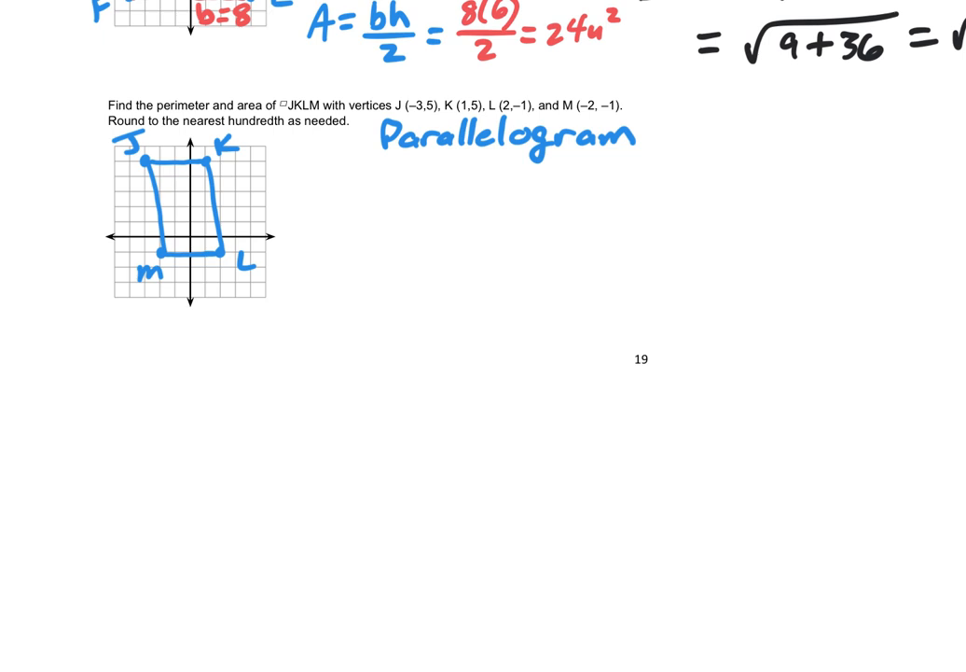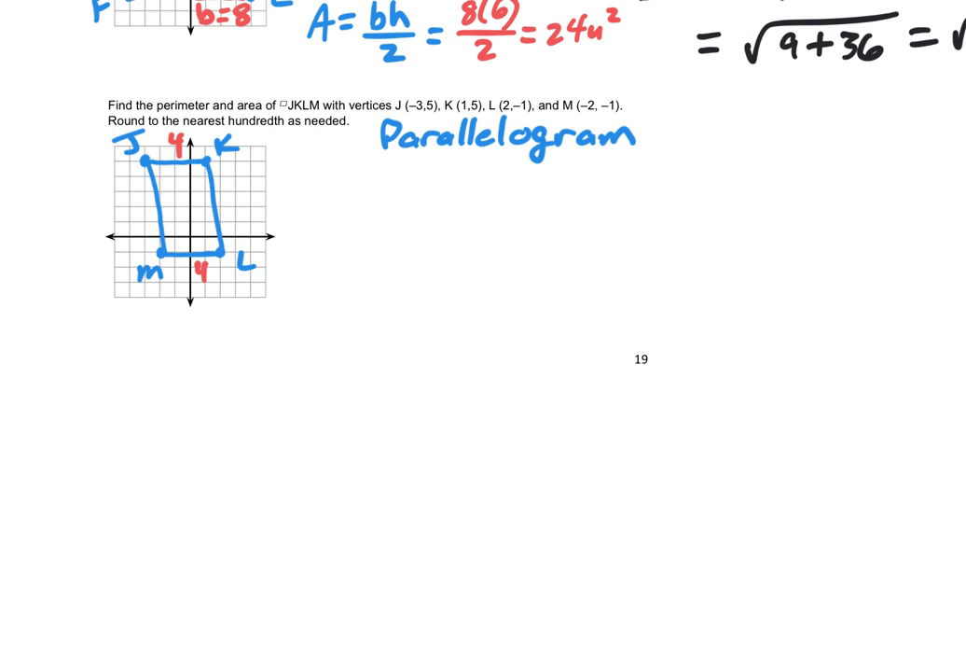So for JK, all we got to do is count. 1, 2, 3, 4. So JK would have a length of 4. ML also has a length of 4. In order to find JM and KL, you're going to have to do the distance formula. So you'll have to do the distance formula twice. Once again, it's in your notes, okay? If you forget the distance formula, you got it from last week. It's in your notebook, okay? Or if you want to write it down in today's notes, you can do that as well, so that you have it, okay?